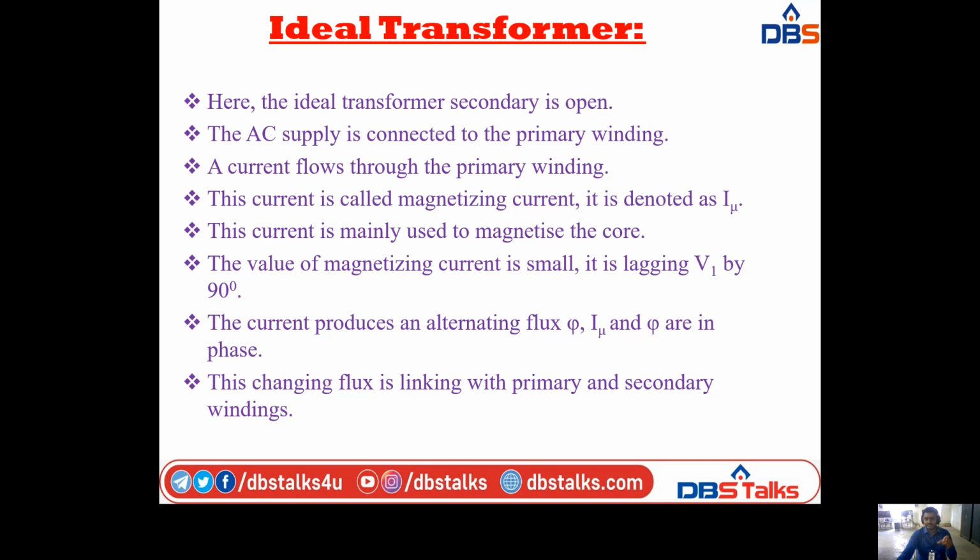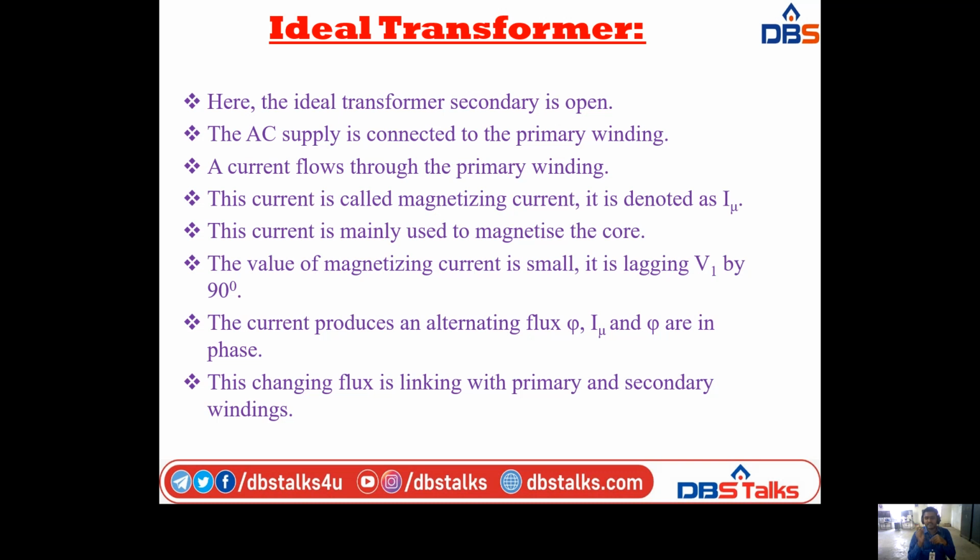So the magnetizing current is used to magnetize the core in the ideal transformer, and the value of the magnetizing current is small. It is lagging V1 by 90 degrees, and the current produces an alternating flux phi. The magnetizing current Iμ and flux are in phase, that means both are in the same line.